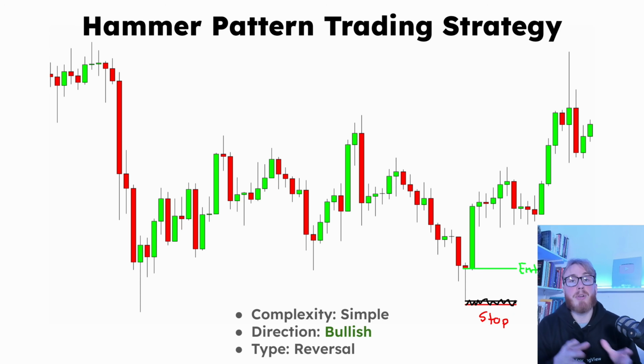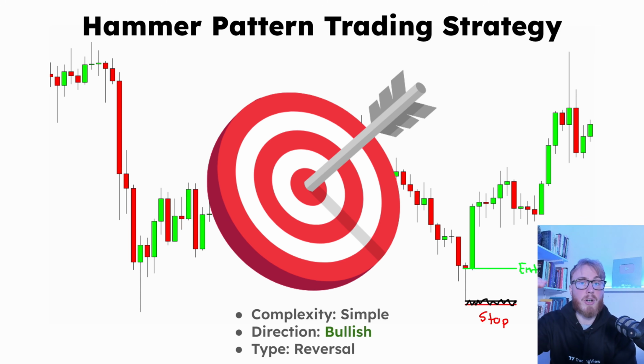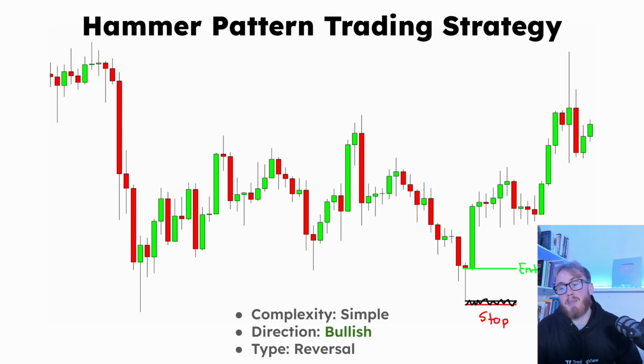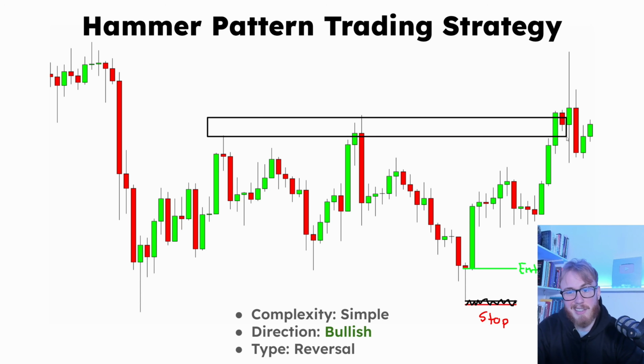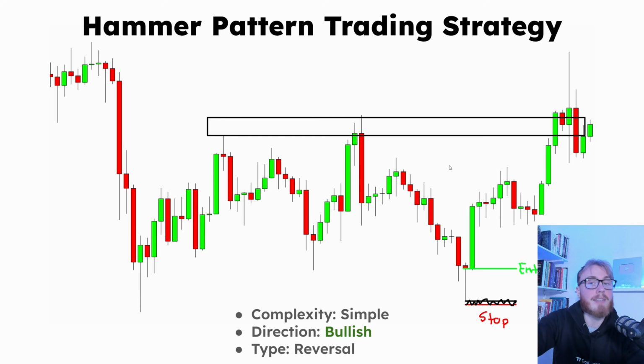And now, last but not least, where do we place our target level? Well, as for the target, we have a few different methods. One method is to look at previous market structure. So for example, right here, we might have some sort of resistance. Some traders might argue that we can place the target just below this resistance.